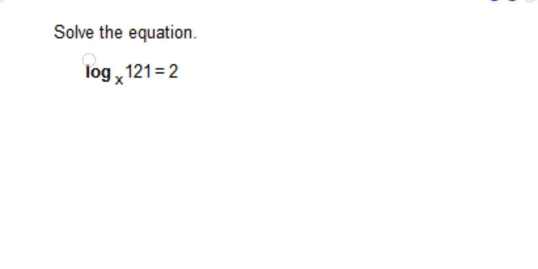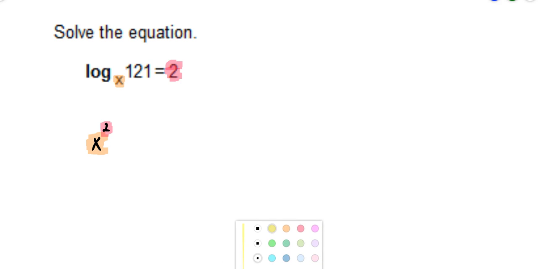Solve the equation. Log base x of 121 equals 2. So this is a logarithmic equation because it contains a log. And one strategy for solving these logarithmic equations is to convert them to an exponential. So to convert it to an exponential, I would use the base of the log as the base of my exponential. The log always equals the exponent, so 2 will be the exponent.